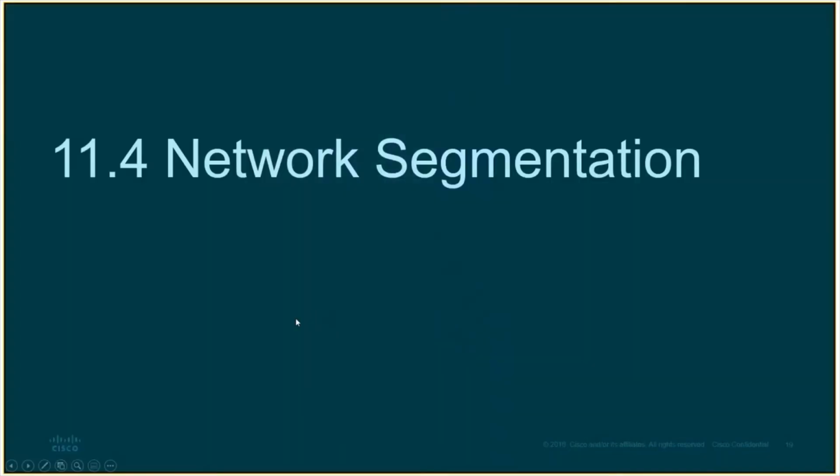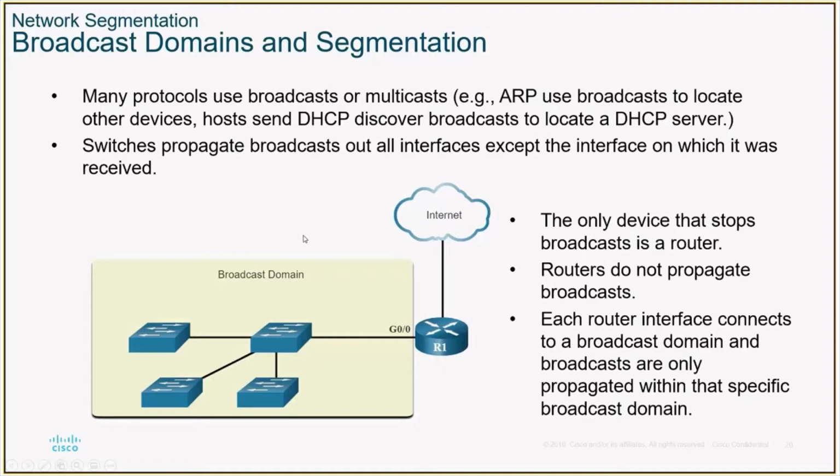All right, so now we're up to network segmentation. Now, broadcast domains and segmentation. Many protocols use broadcasts or multicasts, for example, ARP, to locate other devices. Hosts send DHCP discover broadcasts to locate a DHCP server, and so on. Now, switches always forward broadcasts out, so when a broadcast arrives at a switch, the switch will send it out all other interfaces except, of course, the one it arrived on.